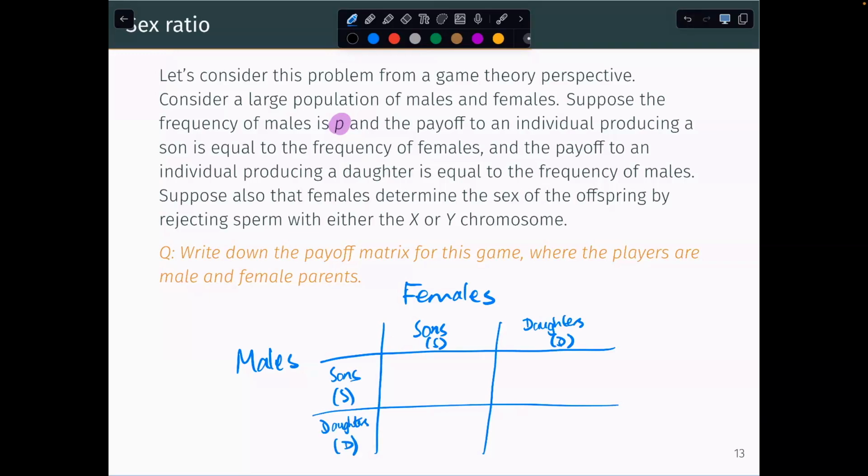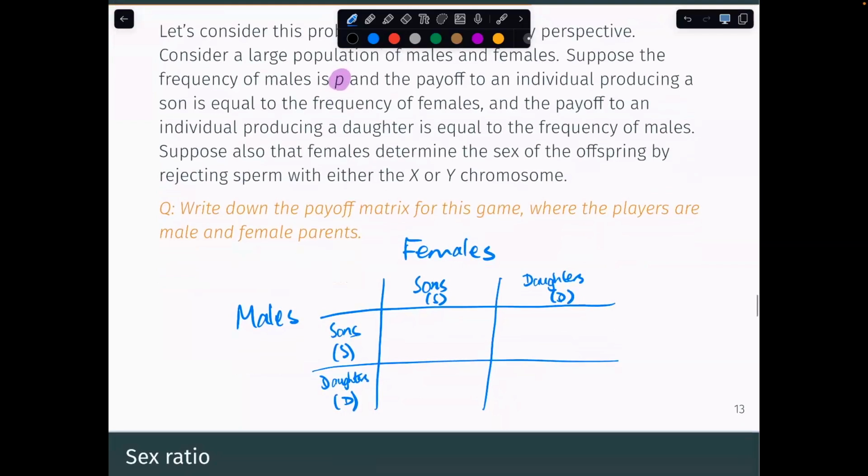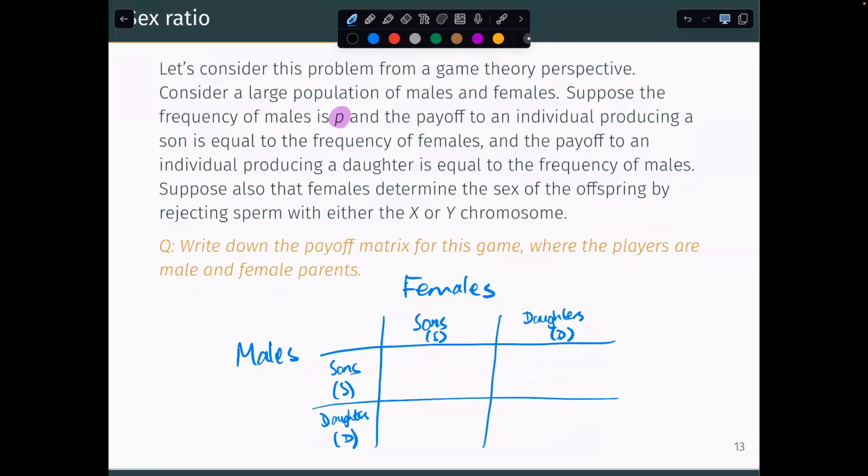The payoff is going to be the same because when a male and female mate, they produce a son, that son has the same payoff regardless of the strategy that's being employed by the males or females, likewise with daughters. So what is the payoff for this box up here? Yep, in the frequency of females, so 1 minus P. Yep, exactly. So 1 minus P, and it's the same for males and females, so I'm not going to write it out twice. We can just write this as a symmetric matrix.